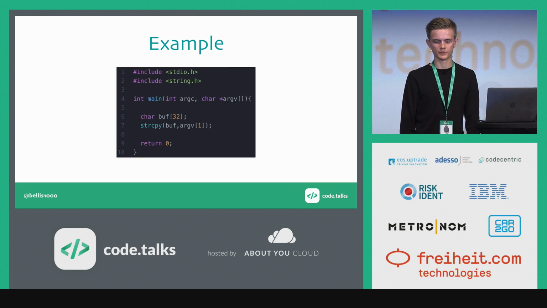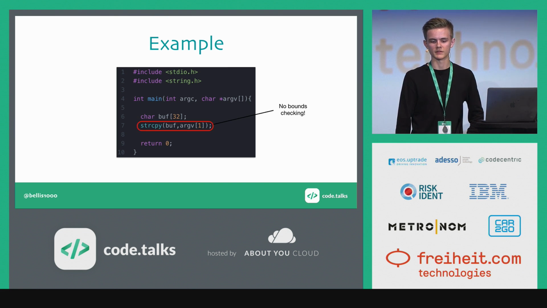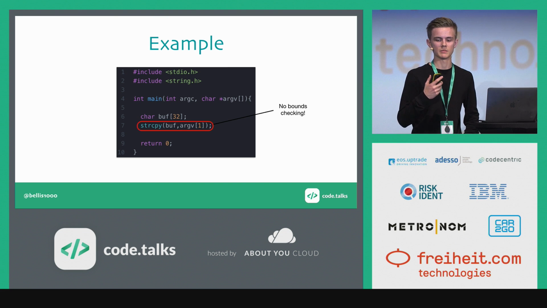So here's an example. If we have one of these very basic, classic example programs you see with a buffer overflow, if we have this 32-byte char array buff, this will be stored on the stack. And then strcpy obviously is a vulnerable function. It doesn't have any bounds checking on it.